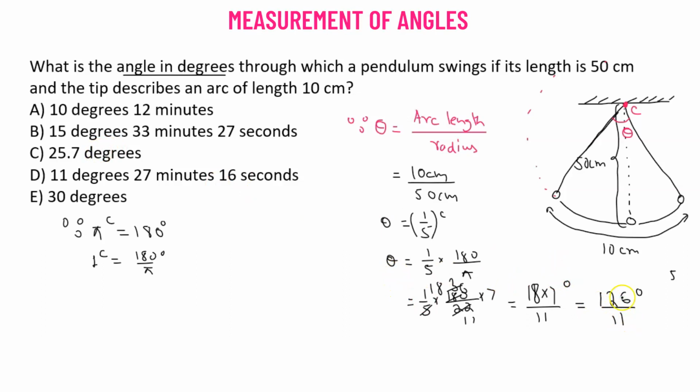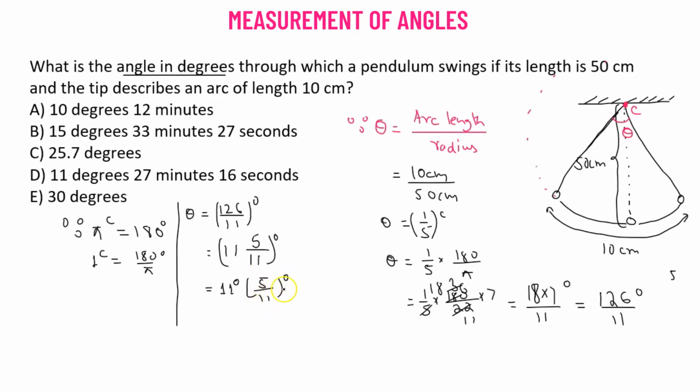However, we need to further simplify this. So let's work out with this. So we'll come to this portion. So theta came out to be 126 over 11 degree. Now if we write in the mixed format, we have 11 times 11, that's 121. We are left with the remainder of 5. So we have 11, 5 over 11 degrees. Okay, so here we have 11 degrees and also 5 over 11 degrees.